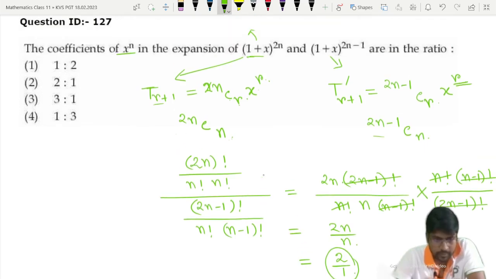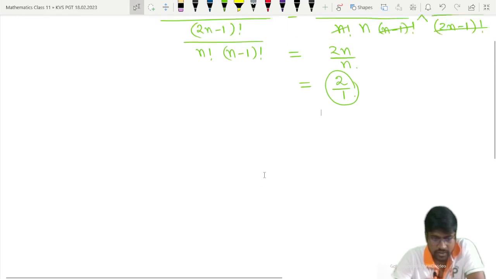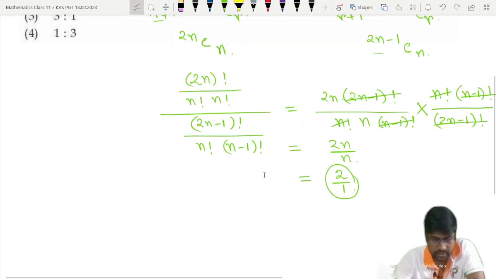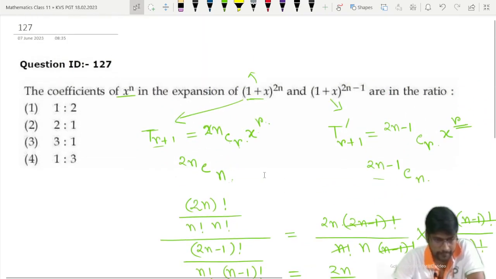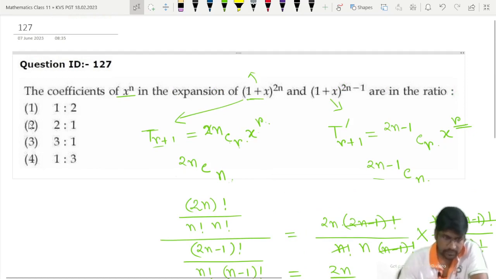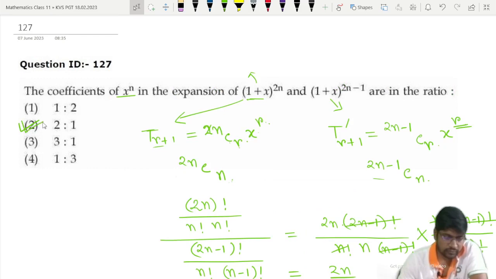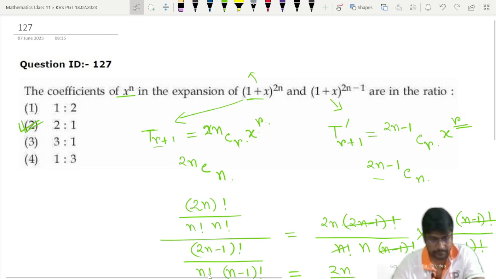Okay, the problem is very simple. Have you understood the problem or not? 2:1 is the correct answer. So if you see the options, you can recognize that option 2 is the correct answer, 2:1. So this was question number 127.